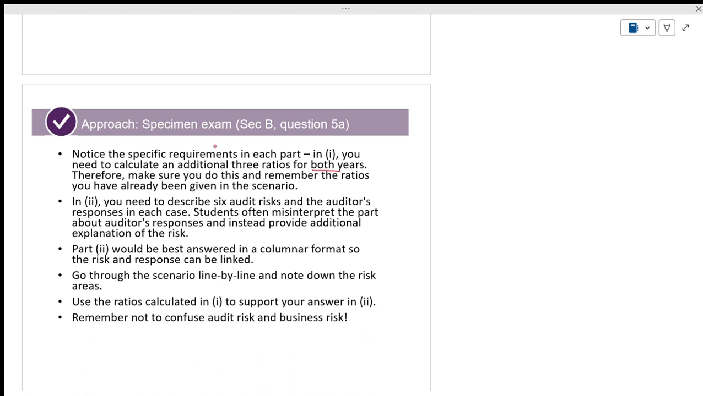Second part, you need to describe 6 audit risks and the audit response for each case. Students often misinterpret the response part and instead provide additional explanation. You should not provide an explanation, you respond. Response means how we have to act on that audit risk, what action we have to take. Part 2 would be best answered in a columnar format, so the risk and response are linked. Go to the scenario line by line, note down the risk areas, and use the ratios in part 1 to support your answer in part 2. Remember, do not confuse audit risk and business risk.